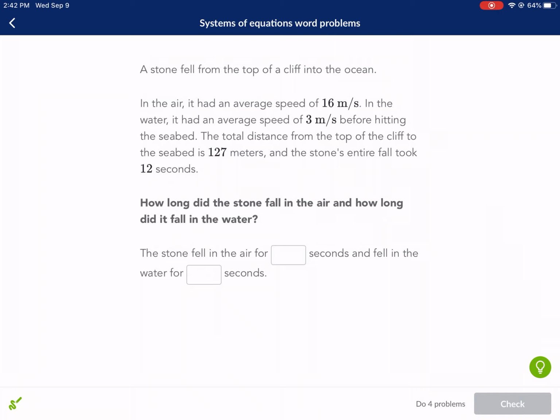A stone fell off from the top of a cliff into the ocean. In the air, it had an average speed of 16 meters a second. In the water, it had an average speed of 3 meters per second before hitting the seabed. The total distance from the top of the cliff to the seabed is 127 meters, and the stone's entire fall took 12 seconds. How long did the stone fall in the air, and how long did it fall in the water? All right, lots to break down here.